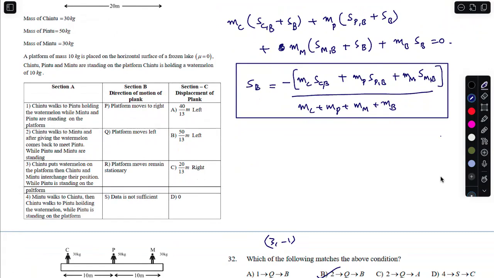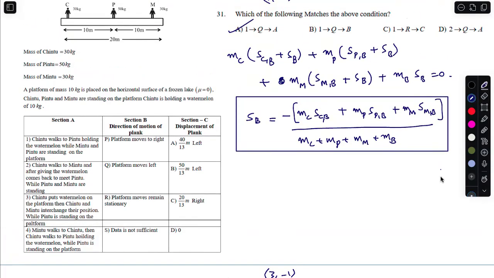What to do with this? You substitute in all the three cases, the same formula. Now, for example, I'll just show you one. Chintu walks to Pintu, holding the watermelon while Mintu and Pintu are standing on the platform. Means from this, if I use S_B, minus Chintu, whose mass is 30, displacement is 10, plus 0 plus 0.